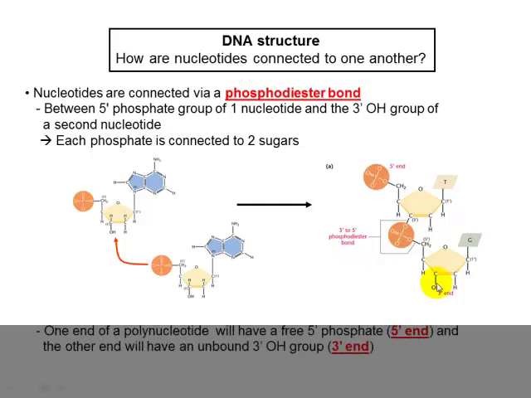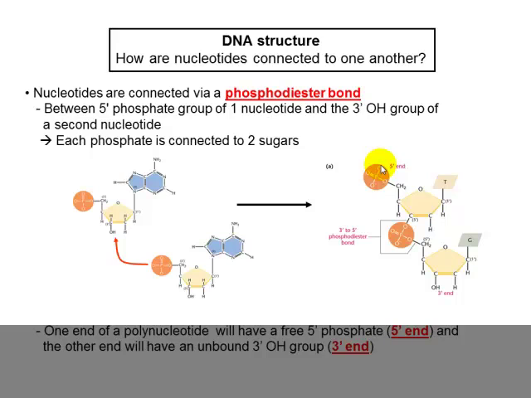So again, one side will have a 3', 5' phosphate, which is up there, and the other side we have a 3' carbon. You have a free OH group here on one side of the DNA, and then on the other side, after all these phosphodiester bonds, you're going to have the 5' end, which is a free phosphate.